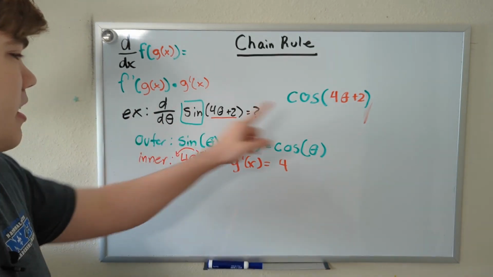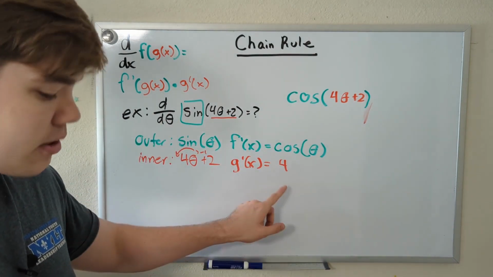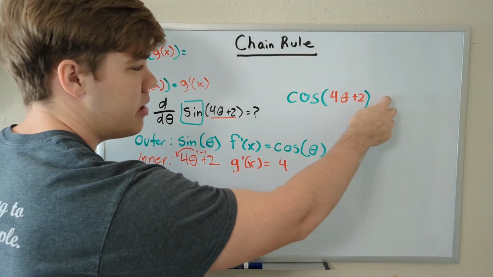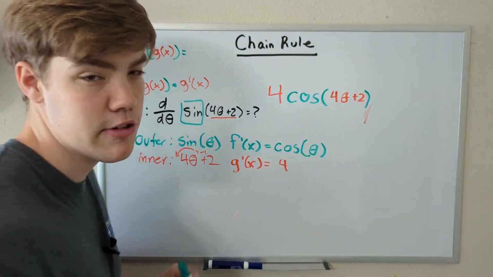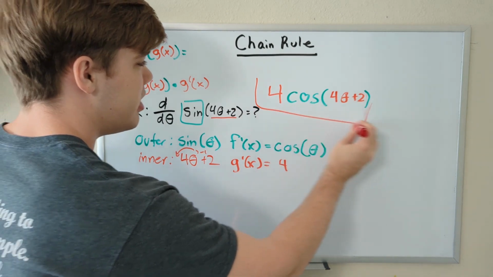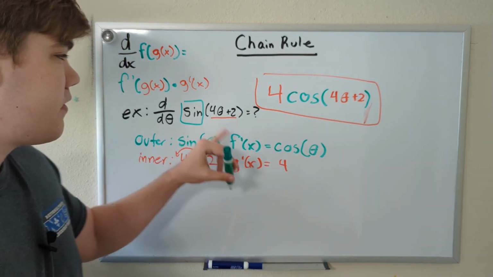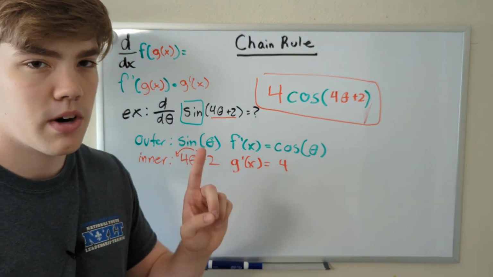And now we just have to multiply all of that by g prime of x, which is just equal to 4. And I could put times 4 over here, but I think it just looks nicer to write the 4 here as a coefficient. It would equal the same thing. So this is the derivative of sine 4 theta plus 2. We're going to do one more example for this video.